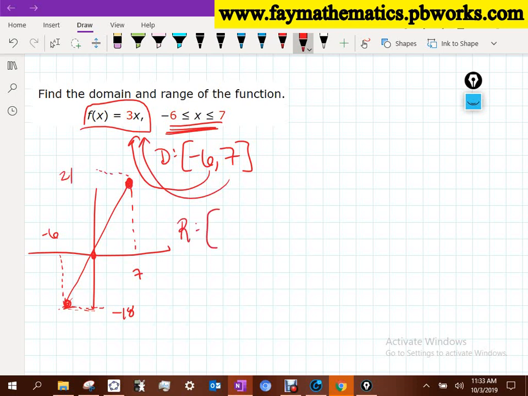Looking at my range, the range is always going from bottom up. The first y value you would encounter on this would be -18. The last one would be 21. And so you start seeing a couple examples like that and you say, oh, it's just substitution. I substitute the first domain value, and I get my first range value. Substitute my second domain value, I get my second range value.